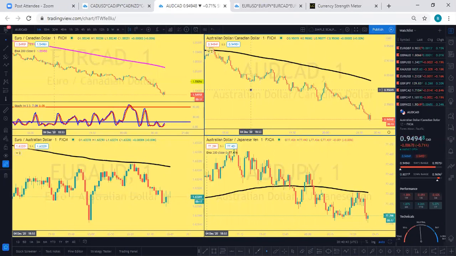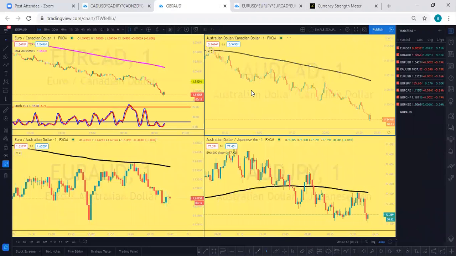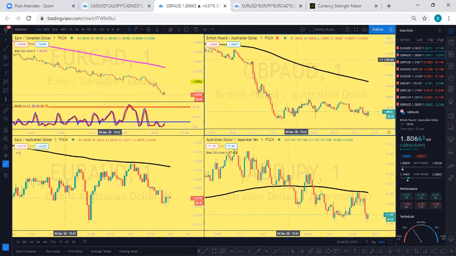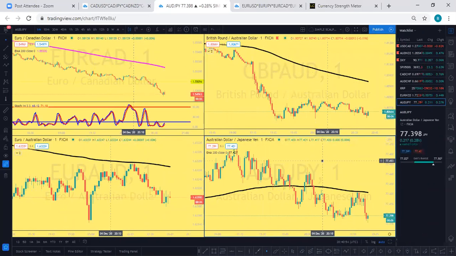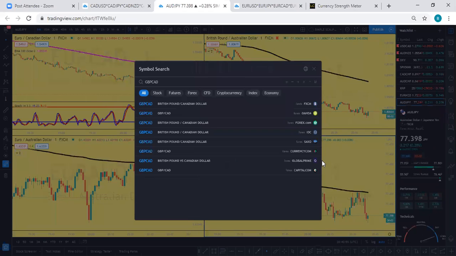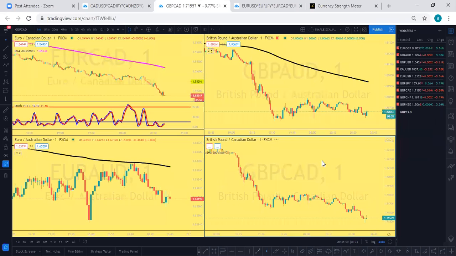Then let me now see GBP AUD. Look at it too, below the moving average. And then GBP CAD. How do I know all this will be selling? Because my currency strength already told me. So these are some of the things you want to be doing on your own.